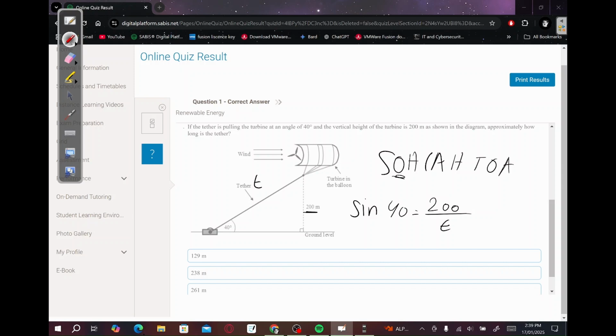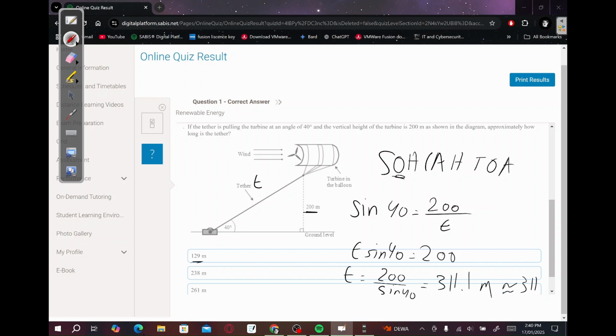Because remember, the value for sine theta is equal to opposite over hypotenuse. You guys should know this. This is grade 9. Now, you multiply by t on both sides to get t sine 40 equals 200. Then you divide by sine 40 on both sides to isolate t. So t is equal to 200 over sine 40. You do this on a calculator and you get 311.1. They want only integers, they don't want decimal places, so it's just going to round to 311 meters.